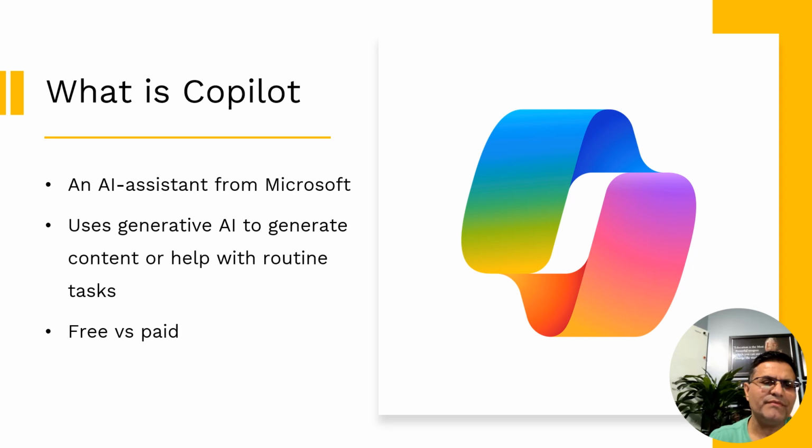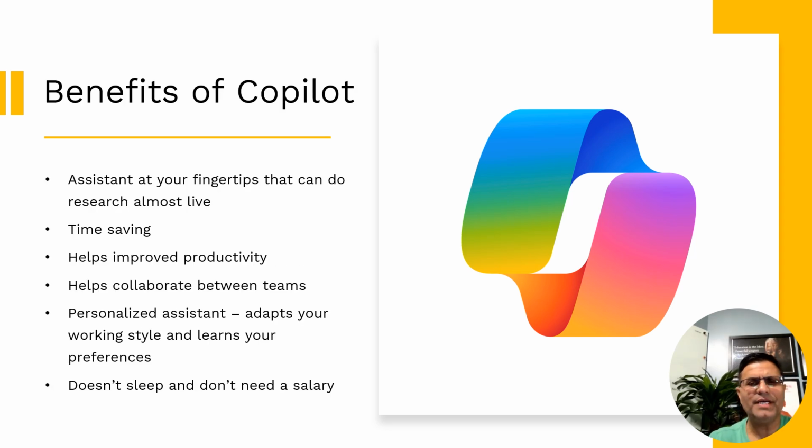It has two versions, free and paid. I'm going to use the paid version for my demos in this video series. So what are the benefits? As you can guess, why are we using Gen AI and Copilot? The first thing is, think of this as an AI assistant at your fingertips. You can ask it anything to do for you. Ask any questions, do some research, generate code, review your code. And at the end of the day, it helps you save a lot of time and improve productivity. And that's all that matters.